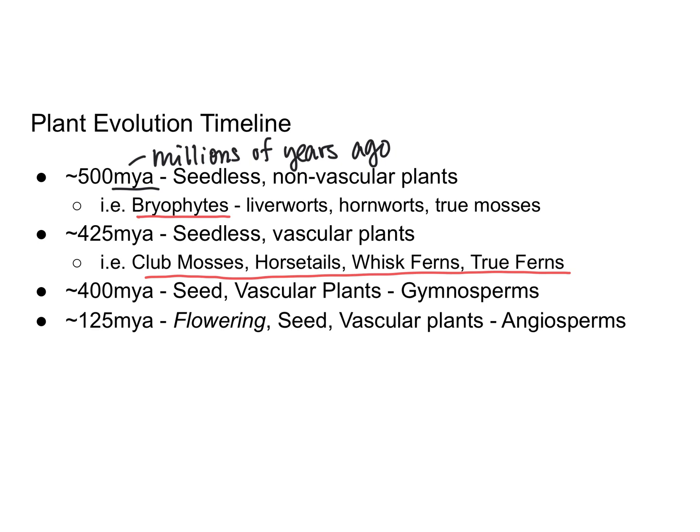And then in this lesson, we are going to be focusing on the seed plants. About 400 million years ago, the first seed plants showed up, and these were gymnosperms. And we're going to talk more about gymnosperms in this lesson. And then about 125 million years ago, we started seeing flowering seeded vascular plants. So we are also going to go into more detail about angiosperms in this lesson.